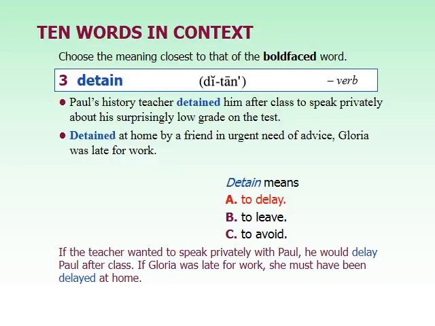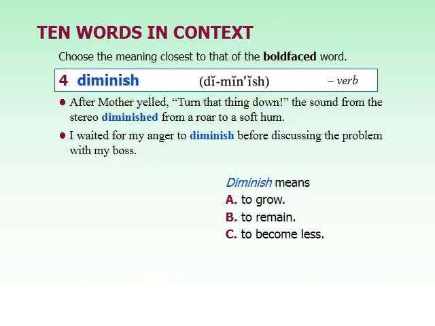So in the first one, Paul's history teacher detained him, meaning that he was going to leave, but the history teacher kept him from leaving. In the second one, Gloria was detained by a friend. So she wanted to come. She was on her way to work, but she was delayed by her friend who needed some advice. All right. So our next one here is diminish, and this is a verb.